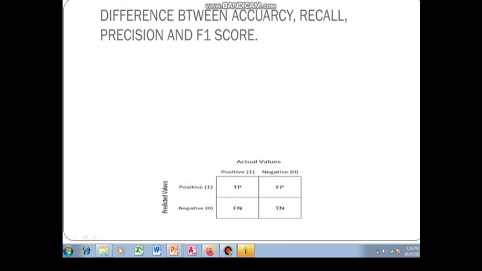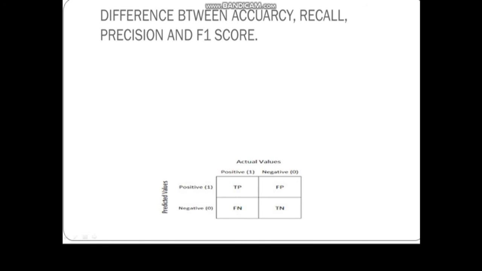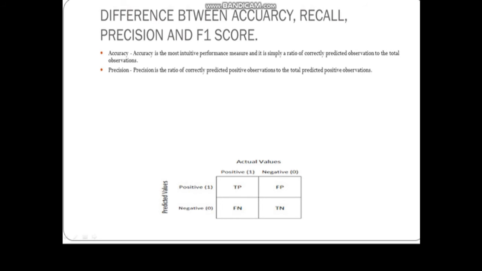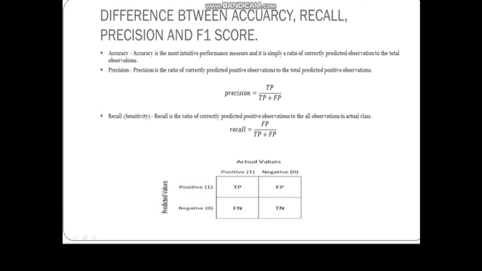Now the difference between accuracy, recall, precision, and F1 score. Accuracy is the most intuitive performance measure, and it's simply the ratio of the correctly predicted observations to the total observations. Precision is the ratio of the correctly predicted positive observations to the total predicted positive observations. And that's the formula, where TP stands for true positives and FP stands for false positives. Recall is the ratio of the correctly predicted positive observations to all the observations in the actual class.